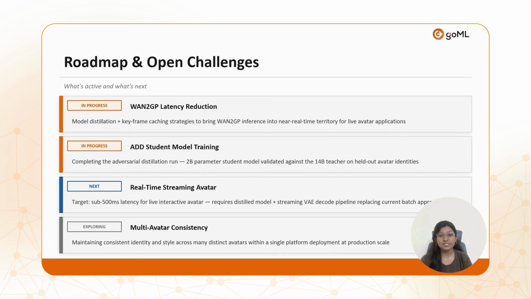All right, so what's next? We have got two main things going on right now. First up, we are working on reducing latency through distillation and keyframe caching, basically making it way faster. Second, we are wrapping up the student model training. Medium term, the big goal is real-time streaming avatars with sub 500 millisecond latency. So like half a second response time. To get there, we need a streaming decode pipeline that replaces our current batch processing approach.